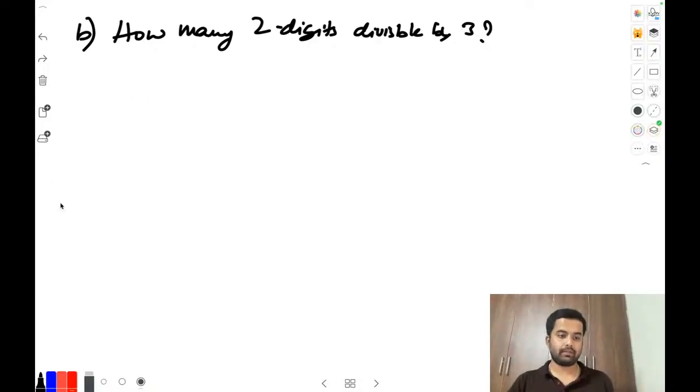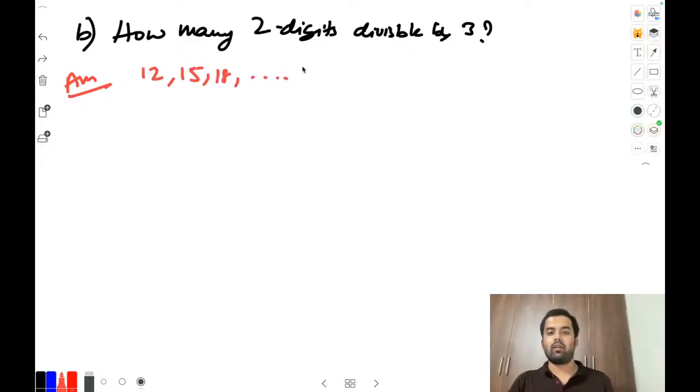What will the AP be? Just figure out. Two-digit numbers, okay? Just as you know, by which number it will start and by which number it will end. So it will start with 12, then it will be 15, then it will be 18. What will the last number be? It will be 99.